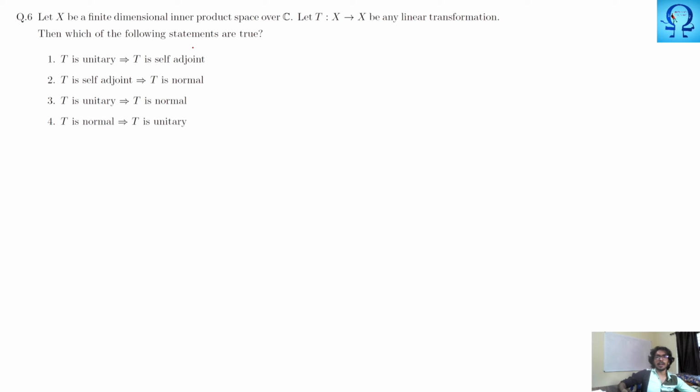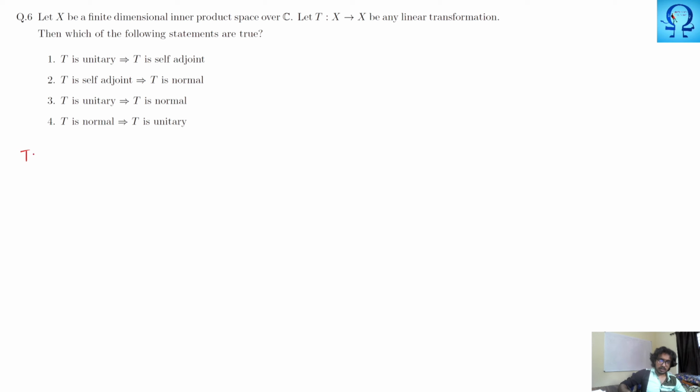X is a finite dimensional inner product space over C, and a linear transformation is given to us. We will have to examine which of the following are true. First of all, let me check whether a unitary operator will be self adjoint or not.